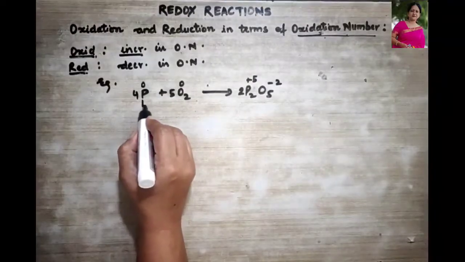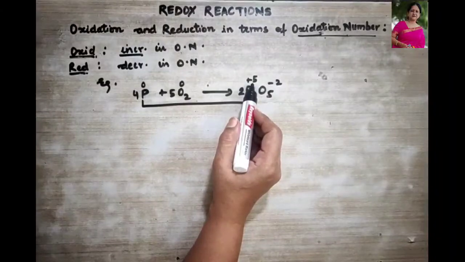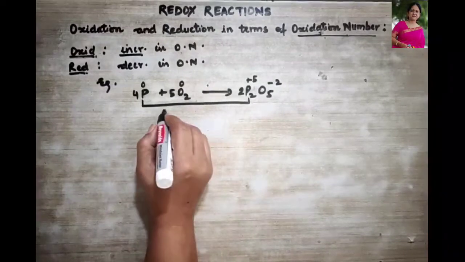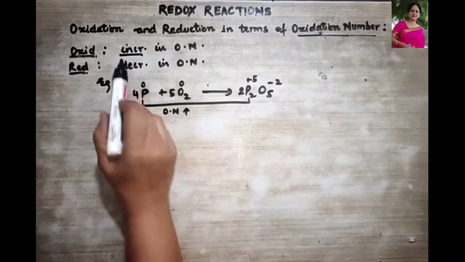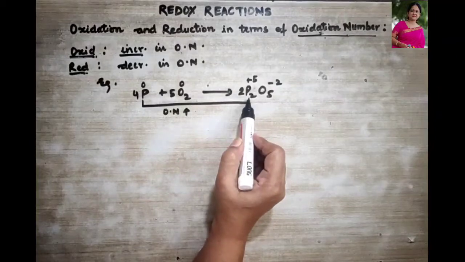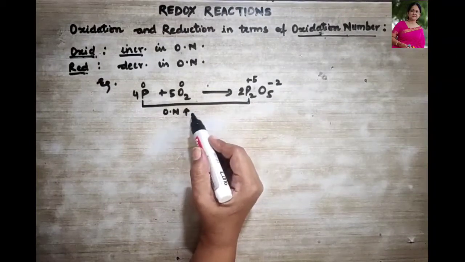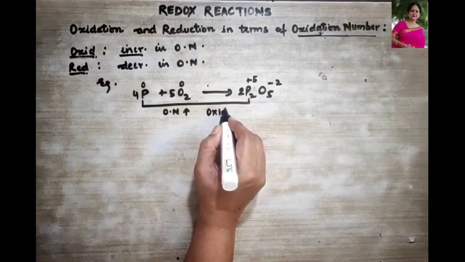So let's look over here. From phosphorus 0, it is increasing to plus 5. Over here, what did you see? The oxidation number is increasing. So when there is an increase in oxidation number, what is happening from phosphorus to P2O5? What we see? Oxidation taking place. So over here it is oxidation.